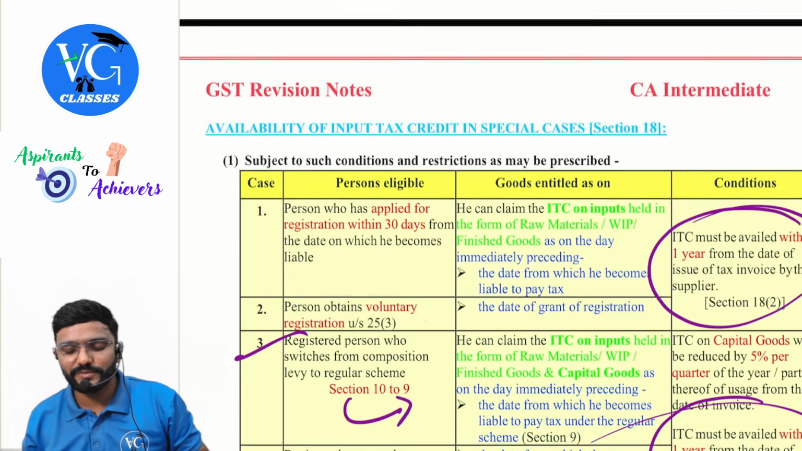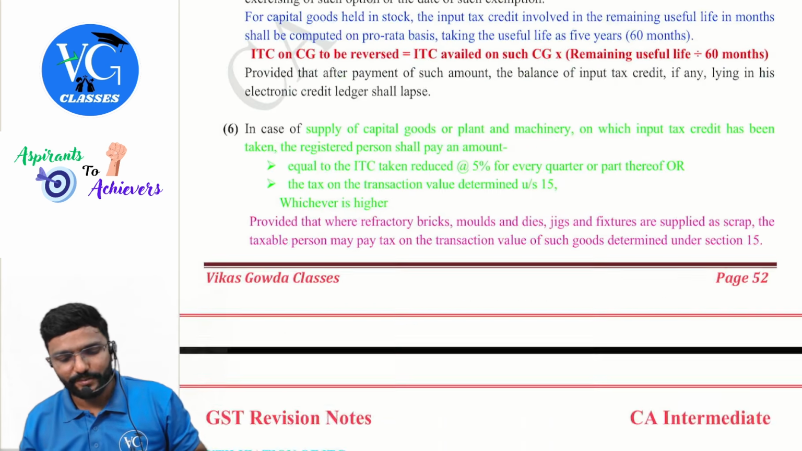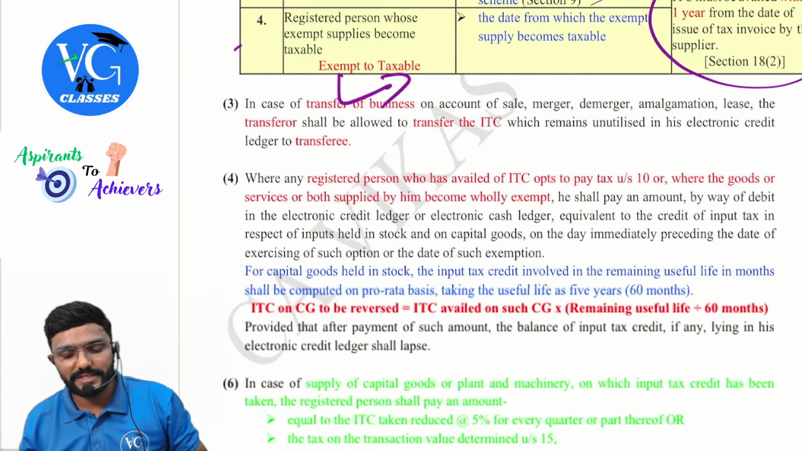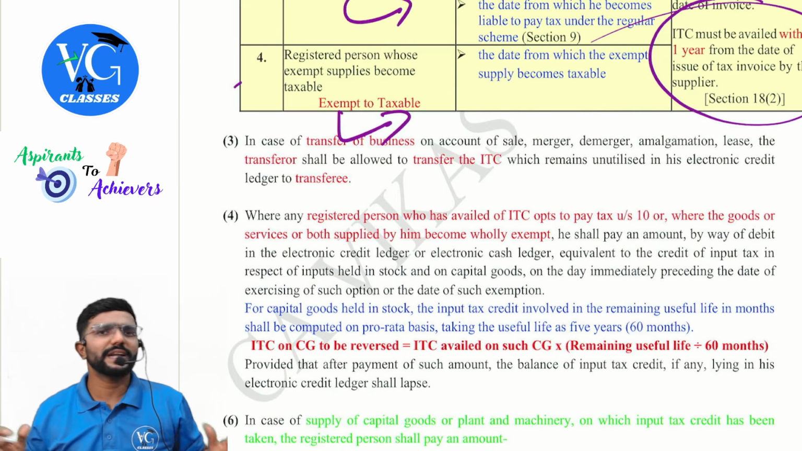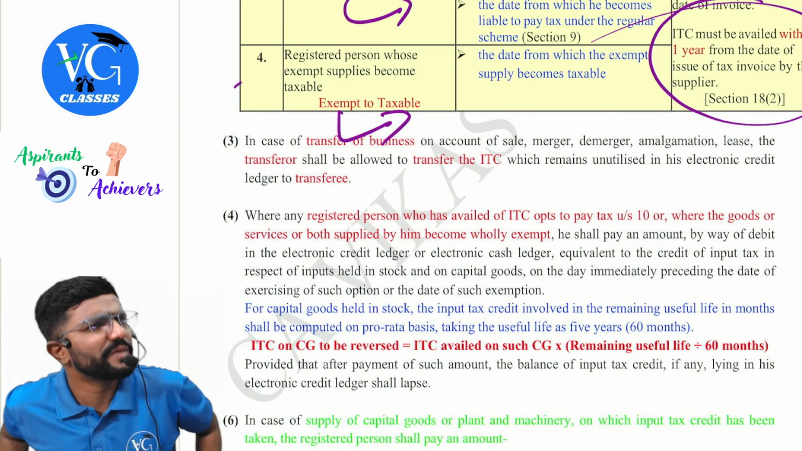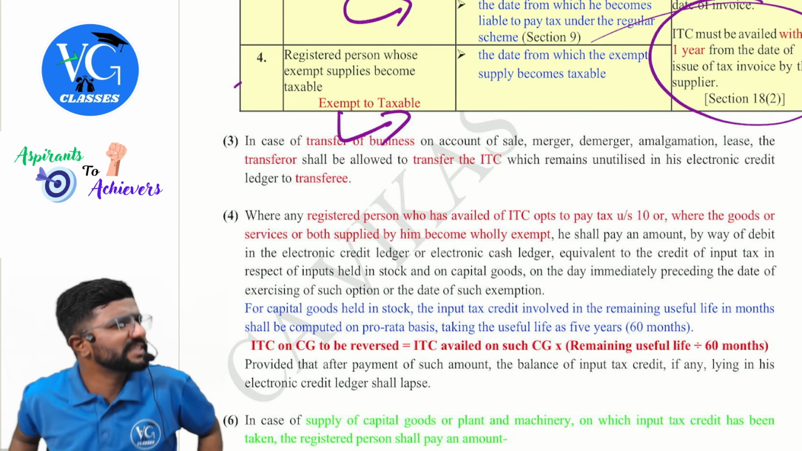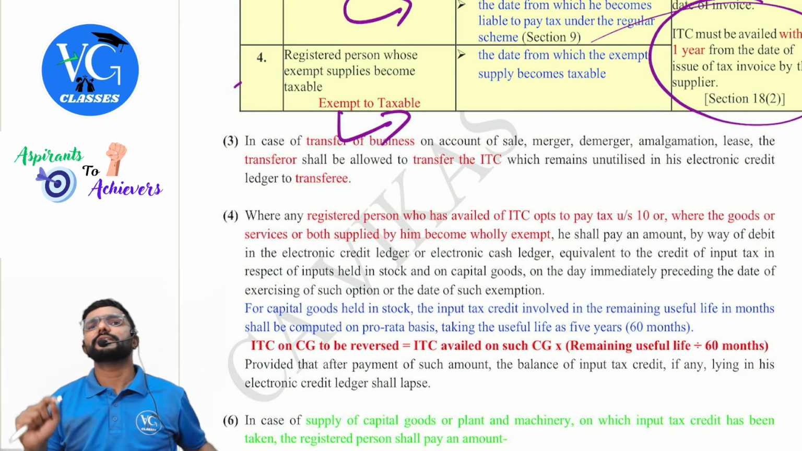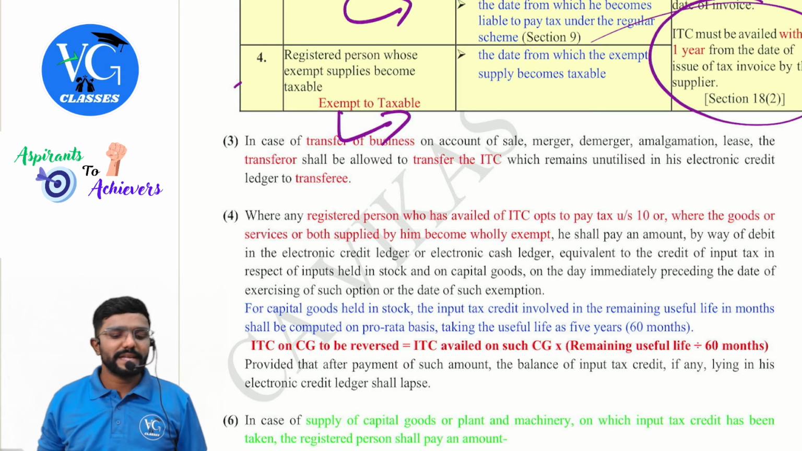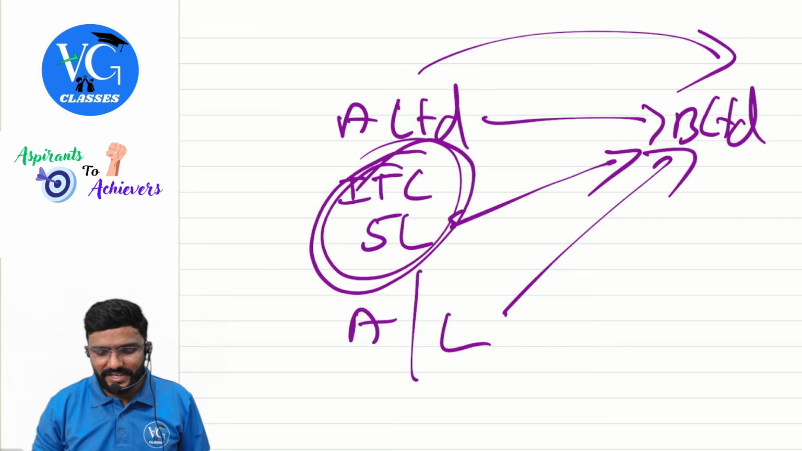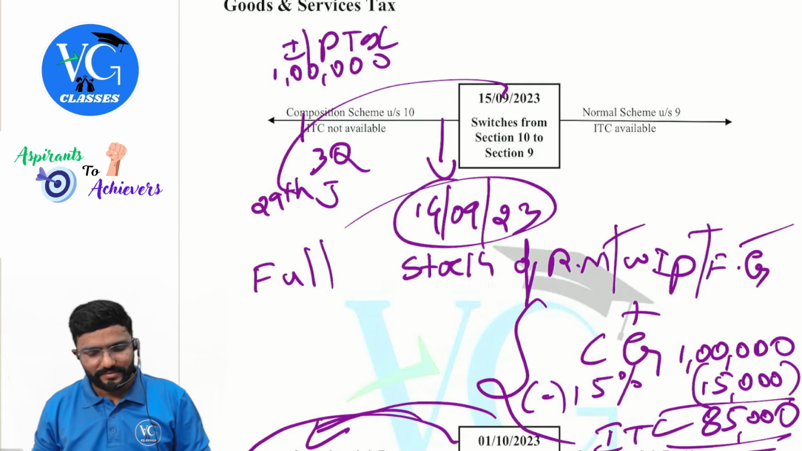Guys, here for capital goods, we used to reduce 5% and all, but here they are telling to consider it for 60 months, the entire life. Sir, I'm using the asset for 10 years or 20 years or 30 years. It doesn't matter. For GST, for this subsection 4, they're telling take it as 5 years. Take it as 5 years. Guys, listen. Easy. Easy only.